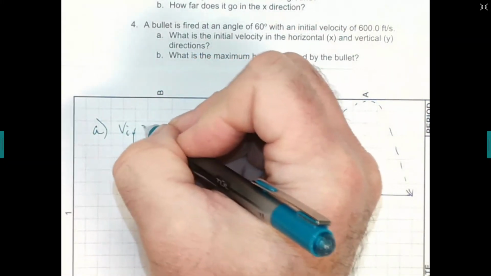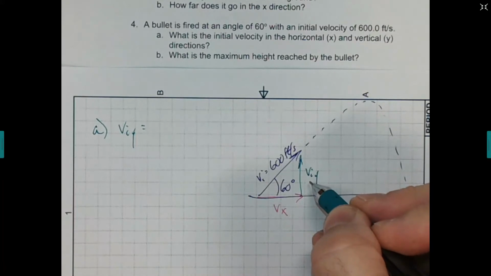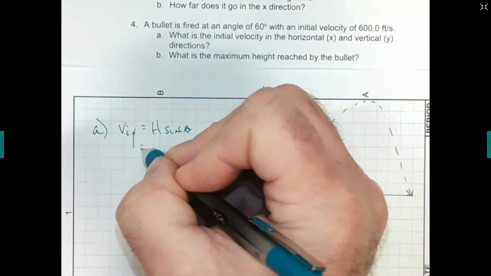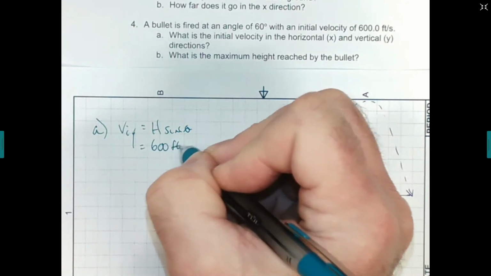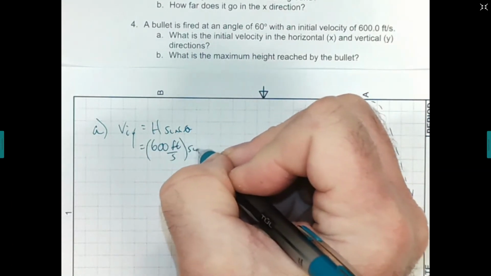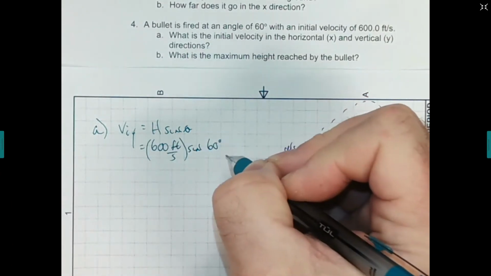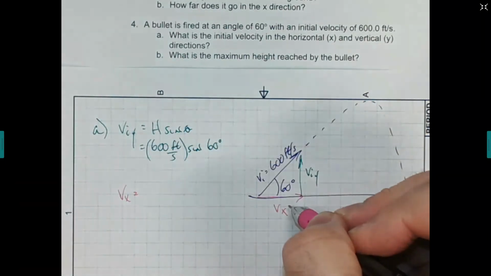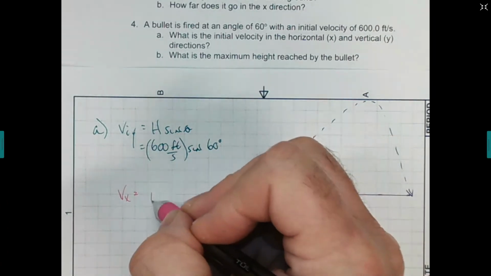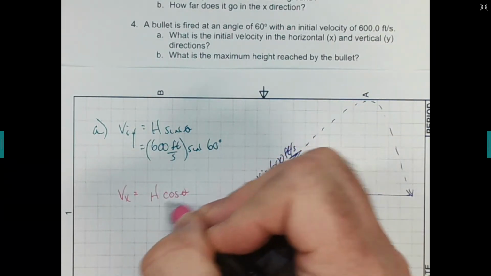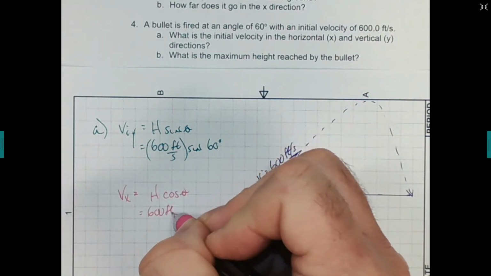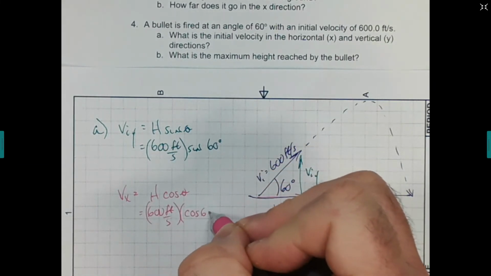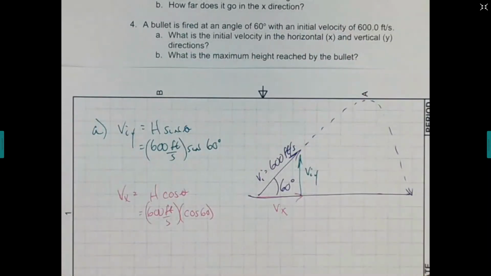So initial velocity in the y. Y is the side opposite. Opposite goes with sine, so it should be the hypotenuse times the sine of the angle, which is 600 feet per second times the sine of 60 degrees. And in the x direction, this is the side adjacent, so that goes with cosine. It's the hypotenuse times the cosine of the angle, which is 600 feet per second times the cosine of 60.